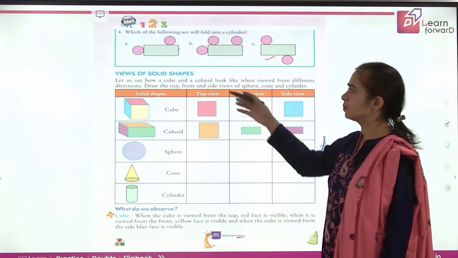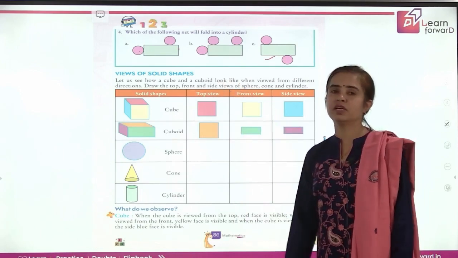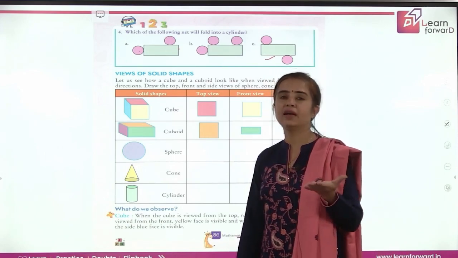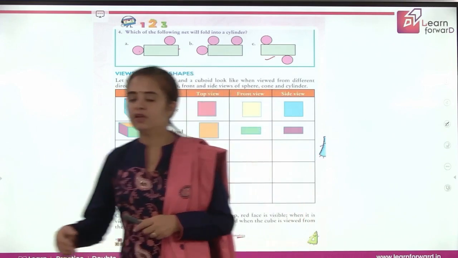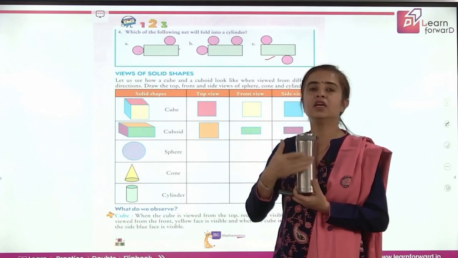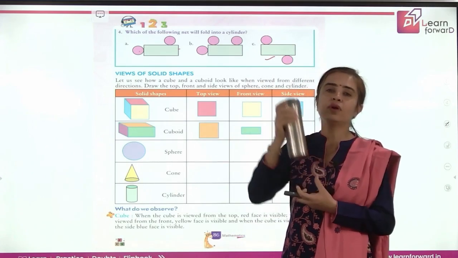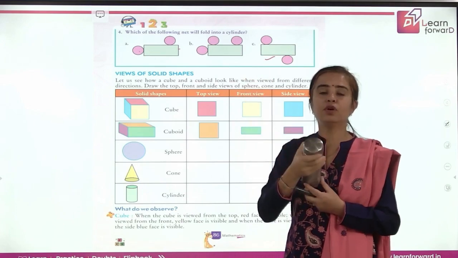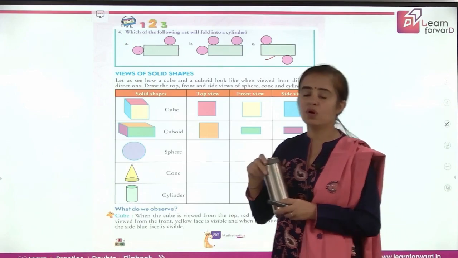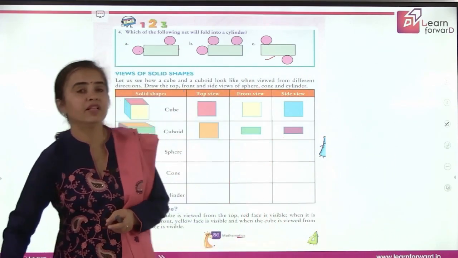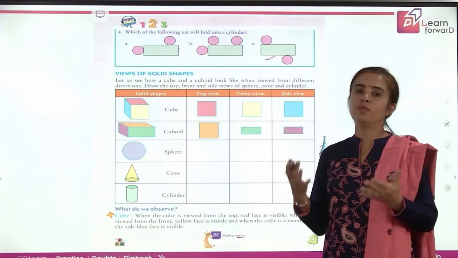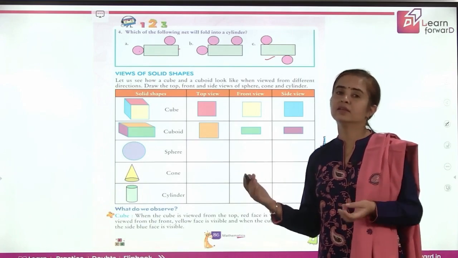You'll realize. Now, there are different views of solid shapes. So, from which view are you looking at the solid shape? For example, this is a cylinder. If you look at this, it looks like a rectangle from your side. If you look at the bottom, it looks like a circle. If you look at the top, it again looks like a circle. So, these are the different views of all solid shapes, whether you are looking from top, from bottom or from the side.